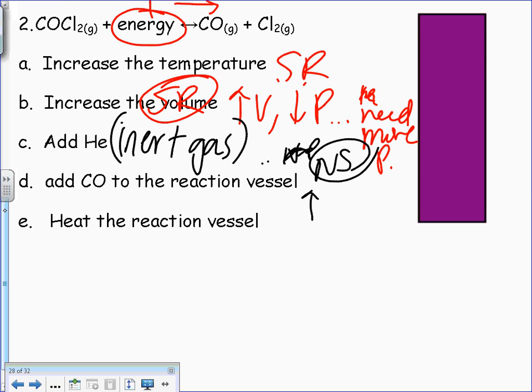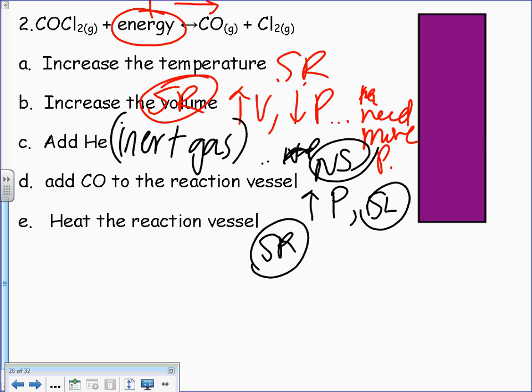If you increase products, you need to alleviate that by decreasing products, which means you shift left. Heating the reaction vessel is the same as increasing temperature, right? So shift right, and I've already talked about that one. When you say reaction vessel, it's just like a flask, everything's in there together.